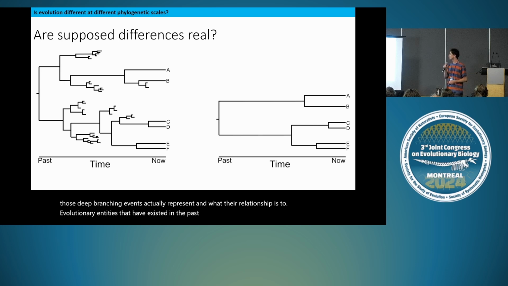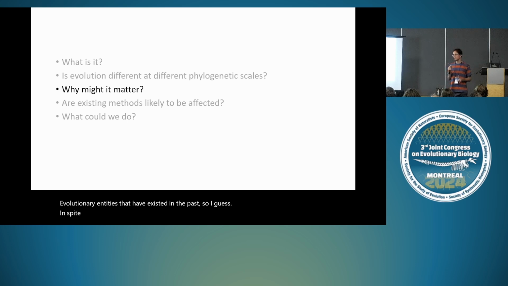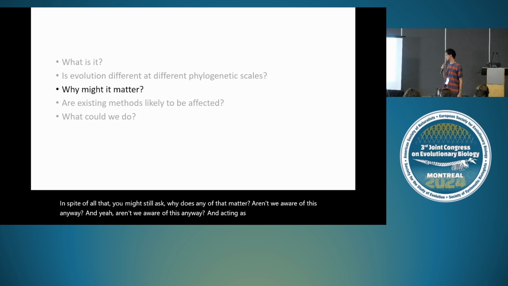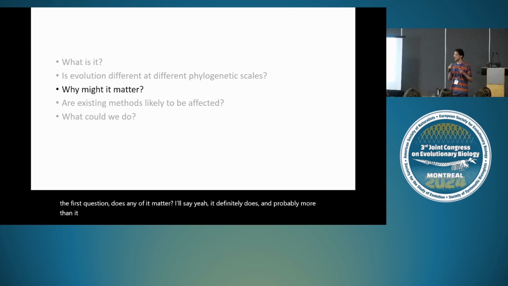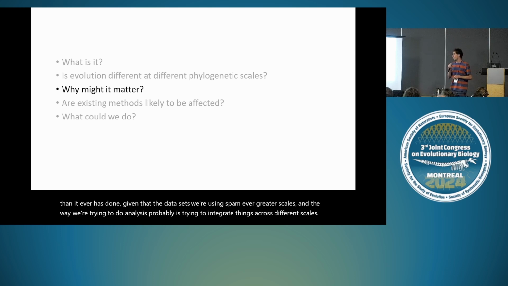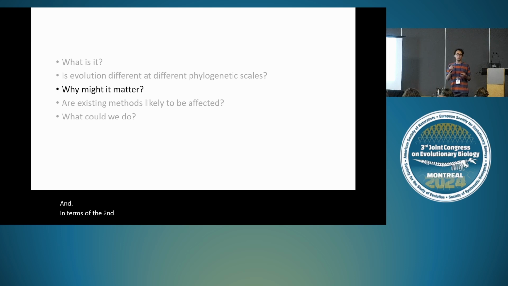So in spite of all that, you might still ask, why does any of that matter? Aren't we aware of this anyway and acting as such? In answer to the first question, does any of it matter? I'd say it definitely does, and probably more than it ever has done, given that the data sets we're using span ever greater scales, and the way we're trying to do analyses is probably trying to integrate things across different scales. And in terms of the second question, aren't we all aware of it and acting as if we're aware of it anyway?